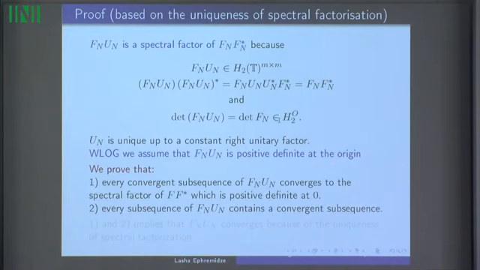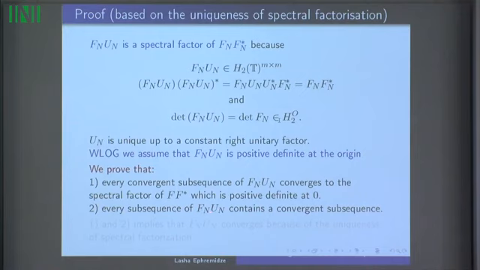And of course we need to keep the same uniqueness property in this representation in order to achieve convergence, and we assume that they all are positive definite at the origin. Now we prove the convergence using two properties. First, we show that every convergent subsequence of this converges to the spectral factor of this matrix, specifically the spectral factor which is positive definite at 0. Next, we show that every subsequence of Fn contains a convergent subsequence.